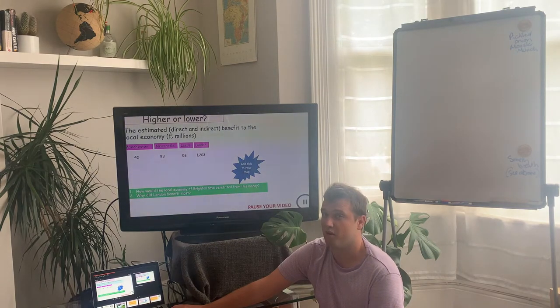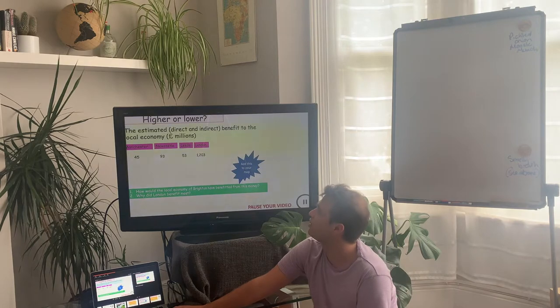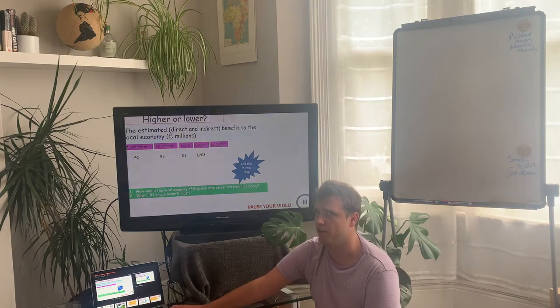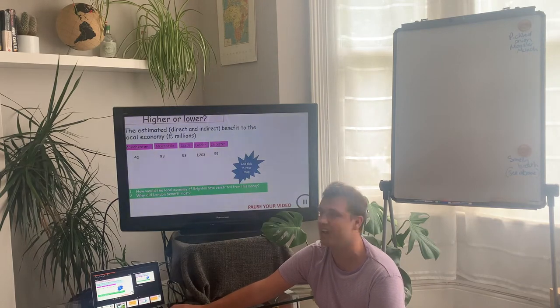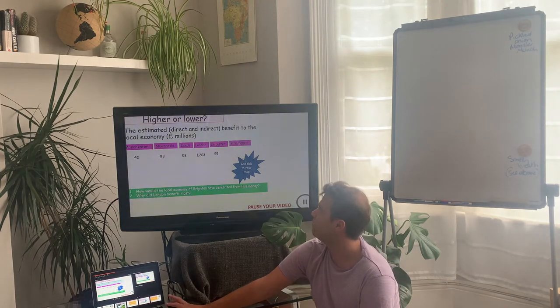Oh, that's such a big number, I don't even know. 1.2 billion is that? Yeah, generated because of the Rugby World Cup. Leicester, do we think Leicester got more or less than London? Definitely less, 59 million. Birmingham, 56 million.